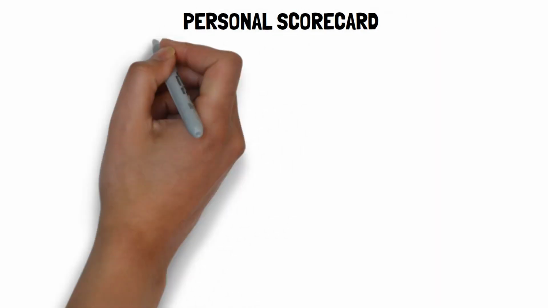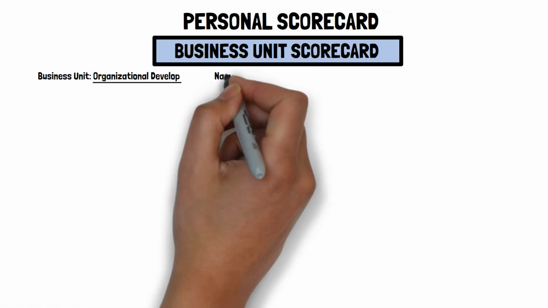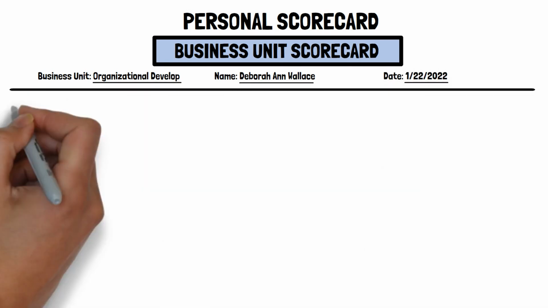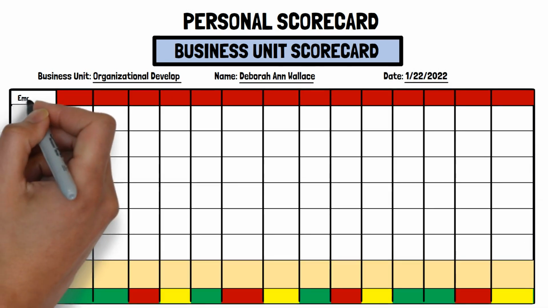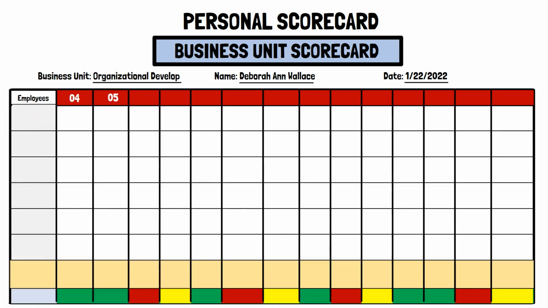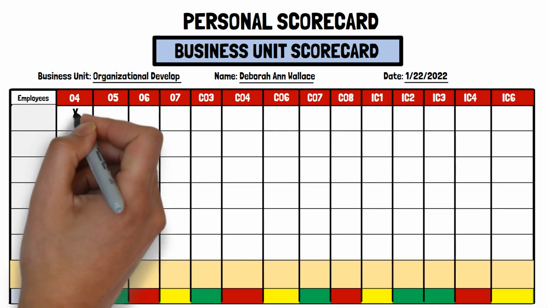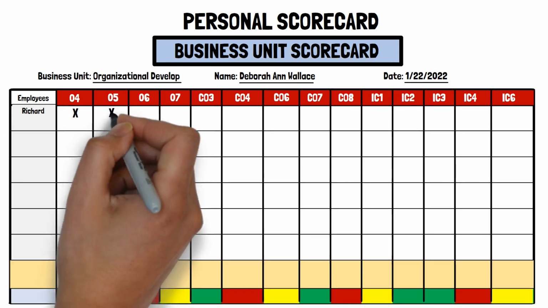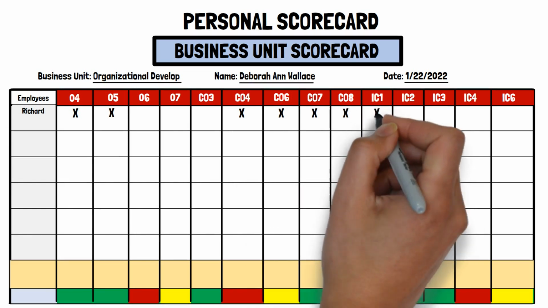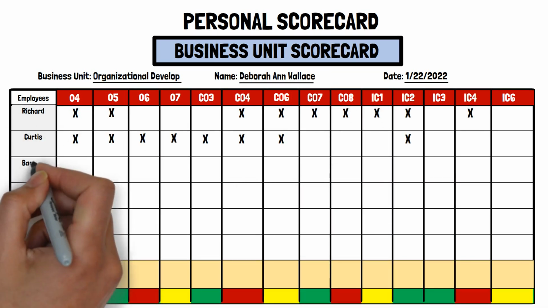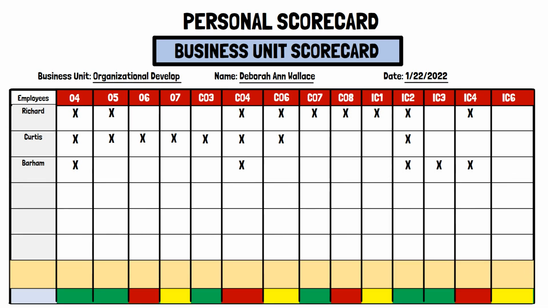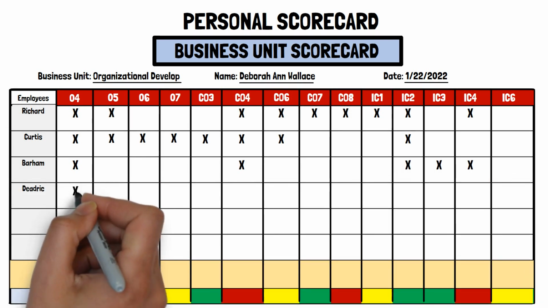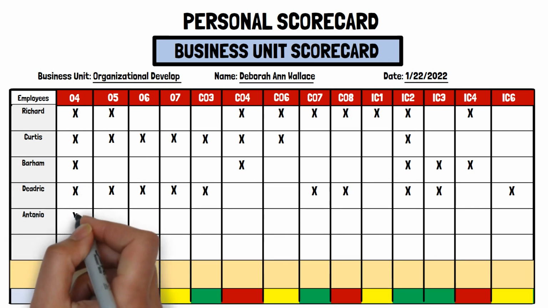Lastly, we must work on the business unit scorecard. This scorecard is managed by the leaders of a business unit. To the left are the names of employees in a business unit. Horizontally across the top are prefixes or codes for strategic objectives. The X is placed next to the person who is assigned certain personal objectives in relation to the organization objectives. Richard owns 04, 05, C06, and so forth. Costas owns these. Baram owns this one, and this one. Debrick owns these 4 and these 2. Antonio owns these 2 and so forth.